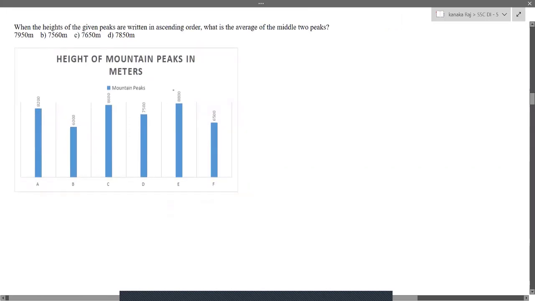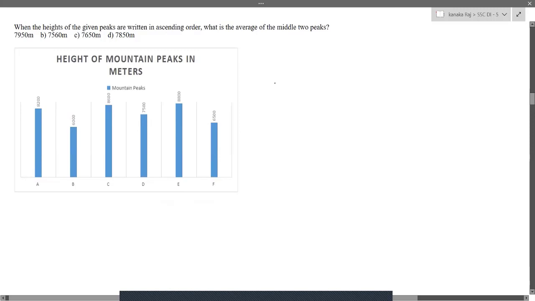So let's move on to the next question here. What does it say? When the heights of the given peaks are written in ascending order, what is the average of the middle two peaks? Now we have to arrange them in ascending order, meaning from the smallest to the highest.